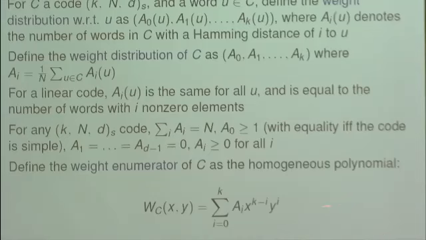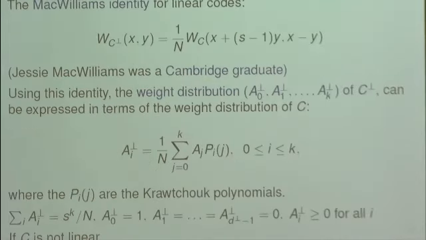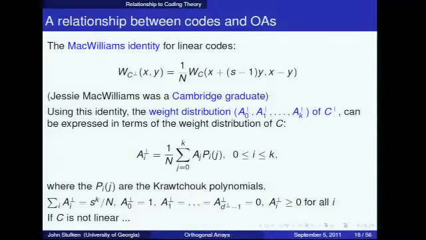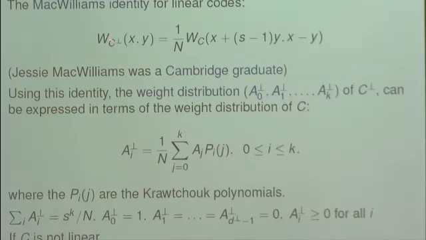Now there's something nice called the weight enumerator of a code. And it's a homogeneous polynomial in two unknowns, x and y, so of degree k, as you can see. And the coefficients are exactly the elements of the weight distribution of the code, the A_i's. And the nice thing is that for linear codes, there's a relationship between this weight enumerator for the code C itself and the weight enumerator for the dual code, C perp. So this holds for linear codes. And it's this relationship.